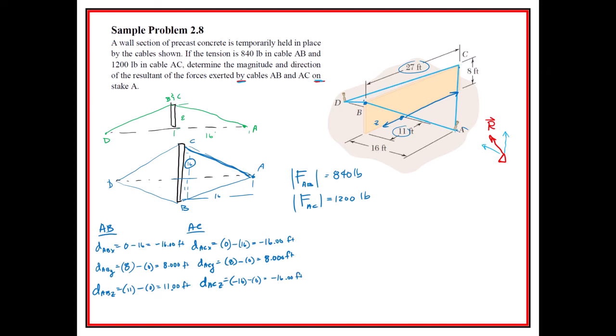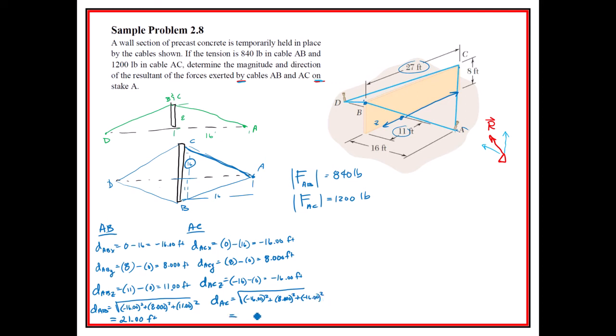If we want the distance of AB, it's the square root of 16 squared, 8 squared, 11 squared, and we get a distance of 21 feet. Same thing for AC: the square root of negative 16, 8, and then also negative 16 again.